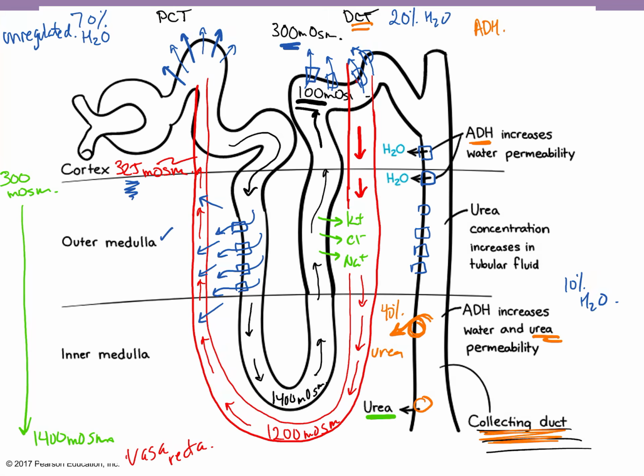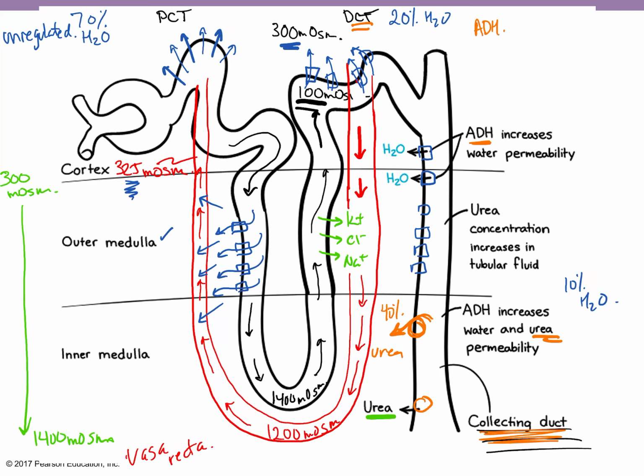If you did not create ADH, you would lose 18 liters of water a day. That is way too much, right? It's not going to work for life. So you need small amounts of ADH in your body at all times in order to reabsorb the water, because if not, you're going to lose way too much water. But if you need to reabsorb more water, if you're dehydrated, then you're going to create more ADH hormone. That ADH hormone will put up more aquaporin type 2s.